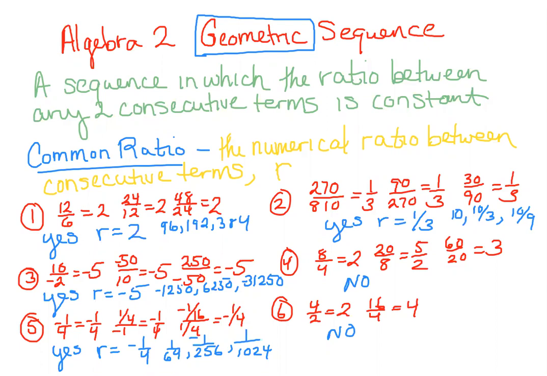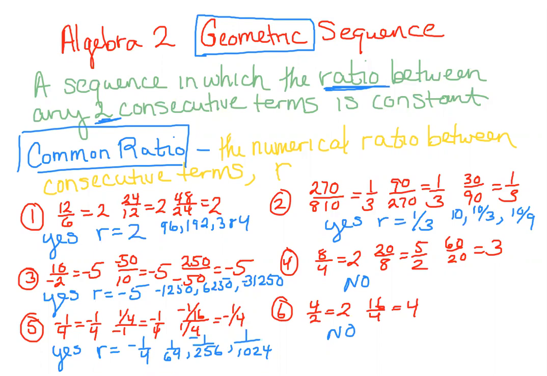In geometric, it's a sequence in which the ratio between any two consecutive terms is constant. So now we're going to multiply or divide by something to get the next term. And instead of a common difference, we have a common ratio, and that's the numerical ratio between two consecutive terms. So let's look at these examples. It says, determine whether the sequence is geometric. If yes, then find the common ratio and give the next 3 terms.